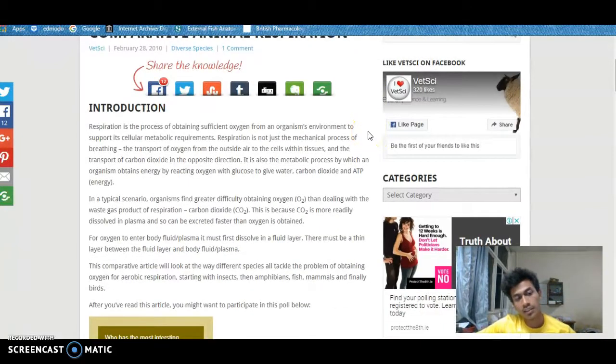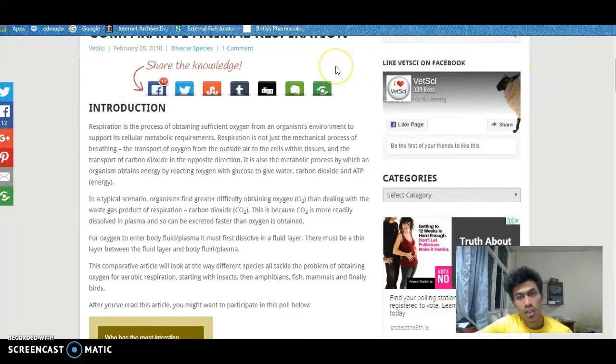Okay, first of all, what is respiration? Basically, respiration is the process to obtain the oxygen from the environment into the body system. Other than that, the oxygen is used for the metabolic process, such as to give the energy by reaction of the oxygen with the glucose, carbon dioxide, and ATP process.